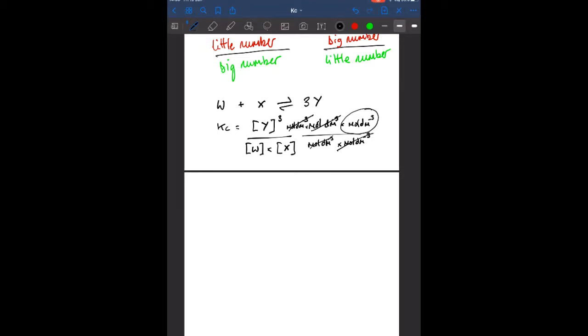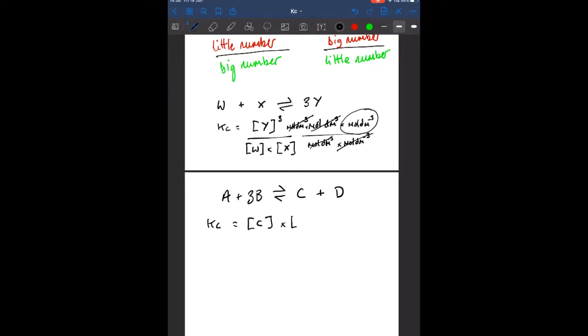So shall we take a new equation? A plus 3b reaches equilibrium to form C and D. Kc for this would be, and feel free to pause it, have a go at writing the expression yourself, and then you can unpause it and see if you got it right. Concentration of C times by concentration of D divided by concentration of A times by concentration of B to the power of 3.